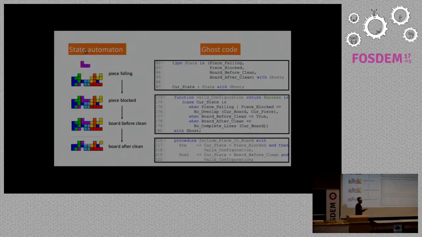And finally, we can use these specification functions in the contract for our API. So include piece in board should have a contract here that states the preconditions, so in which cases you can call it, and the postcondition, which states what this service guarantees to the caller. So it should be called when the current state is that the piece is blocked, and we have a valid configuration. This is an invariant of the program, this valid configuration. And it should return with the current state being board before clean here, and still with a valid configuration.